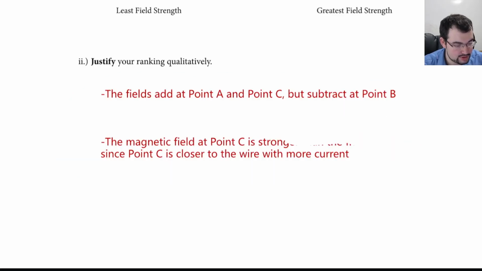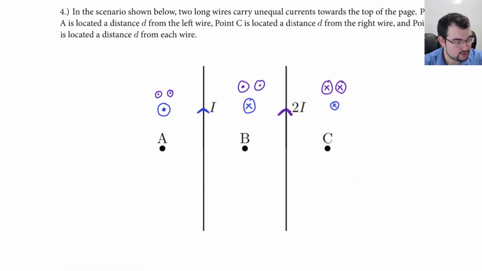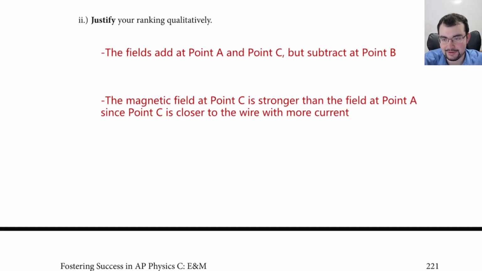So our ranking, I would say the fields add at A and C, but subtract at B. The magnetic field at C beats A because C is closer to the larger current source. So yeah, it's true that they add at both A and C, but the currents aren't equal. So if you're closer to the stronger current, that's going to beat the field.